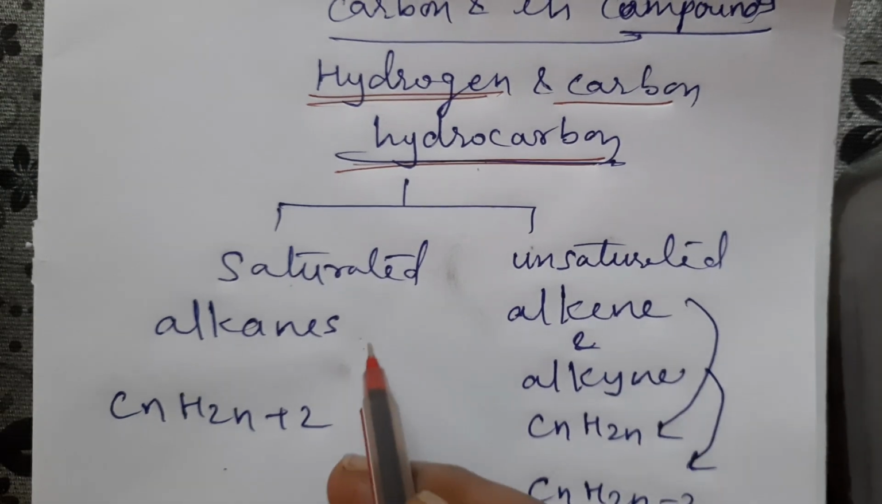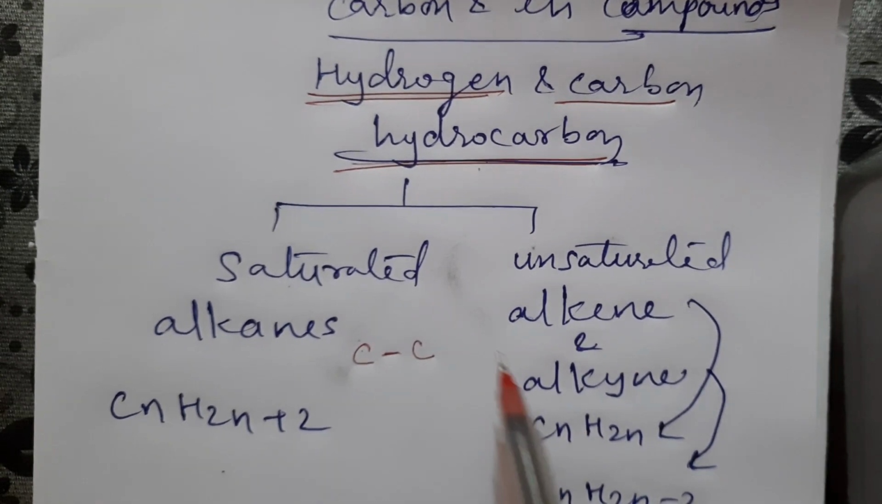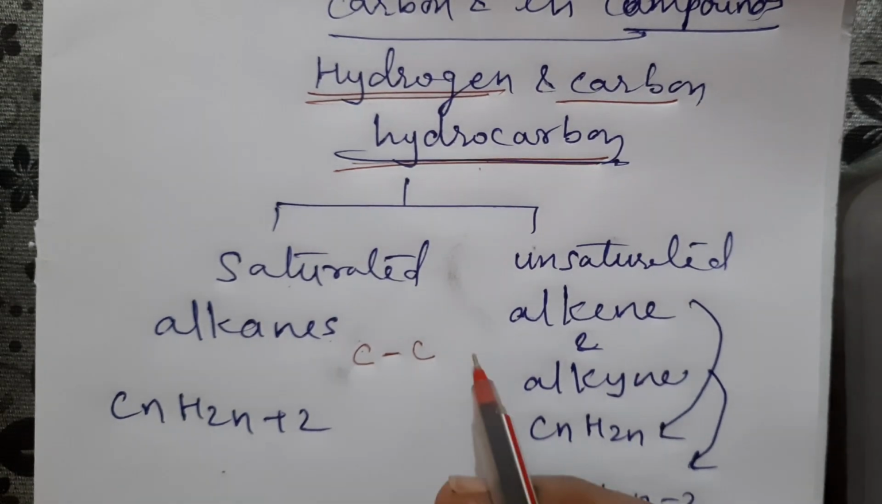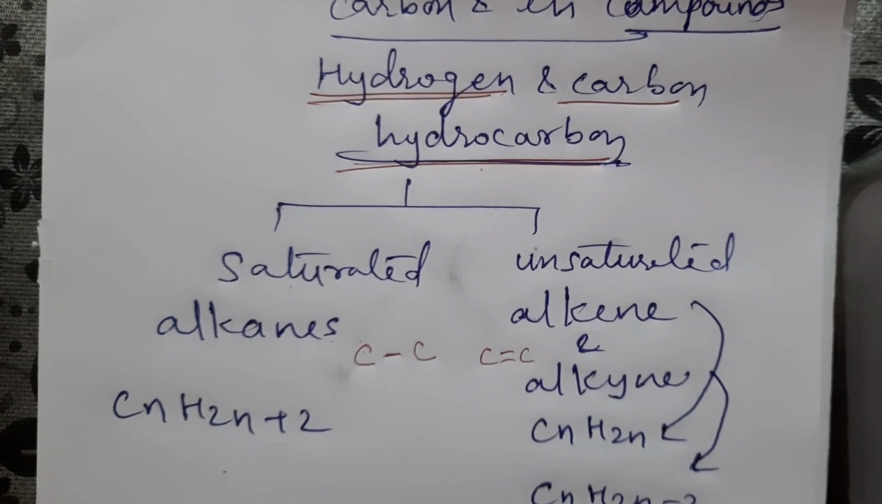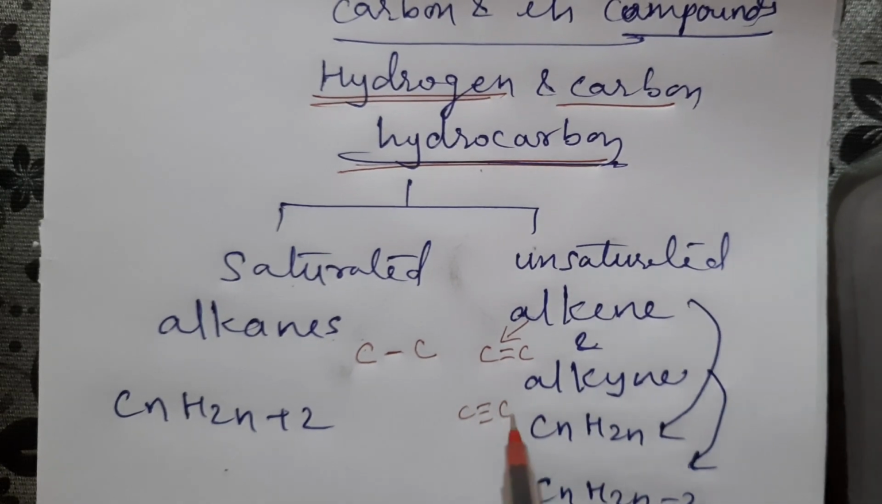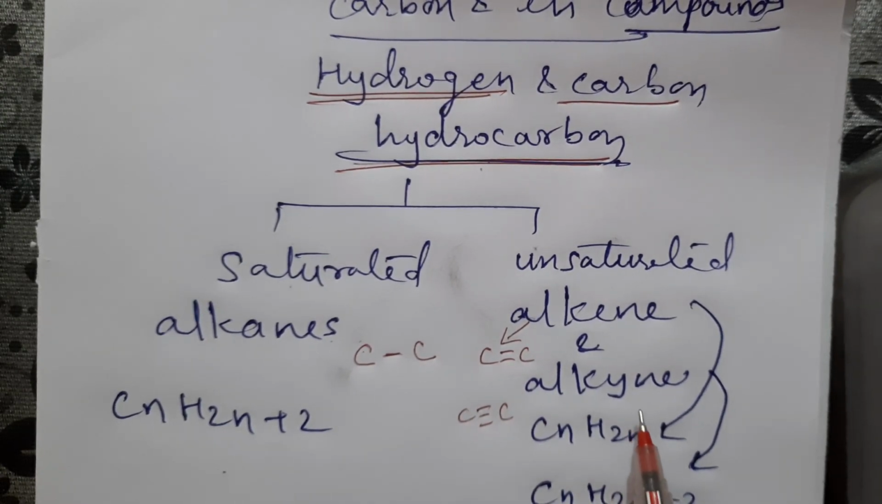If there is a single bond between carbon and carbon, then we call them alkanes. If there is a double bond between carbon and carbon, they are called alkenes. And if there is a triple bond between carbon and carbon, then they are called alkynes.